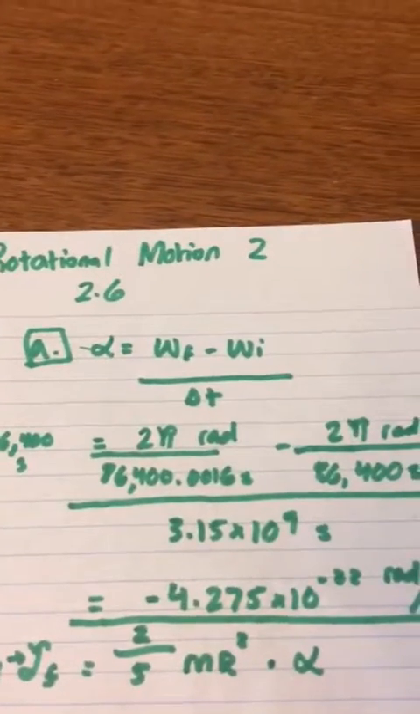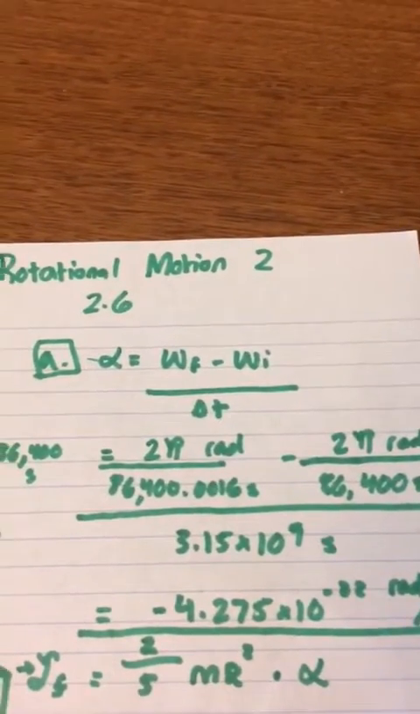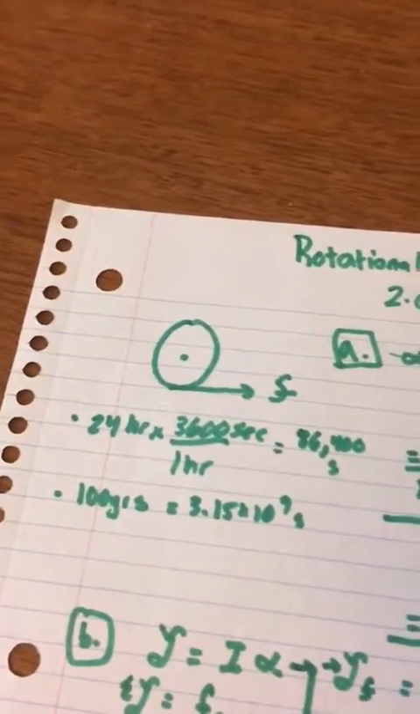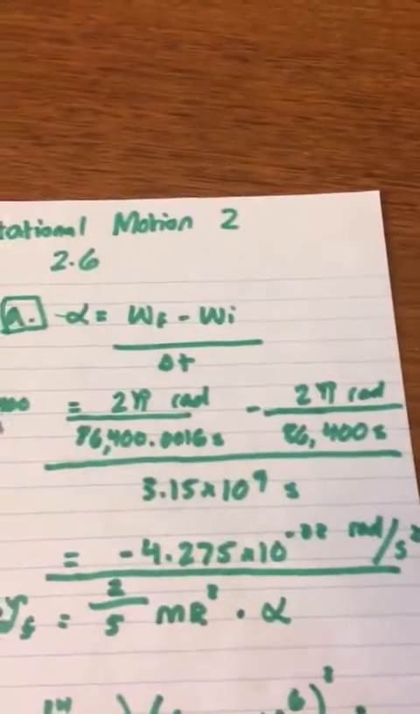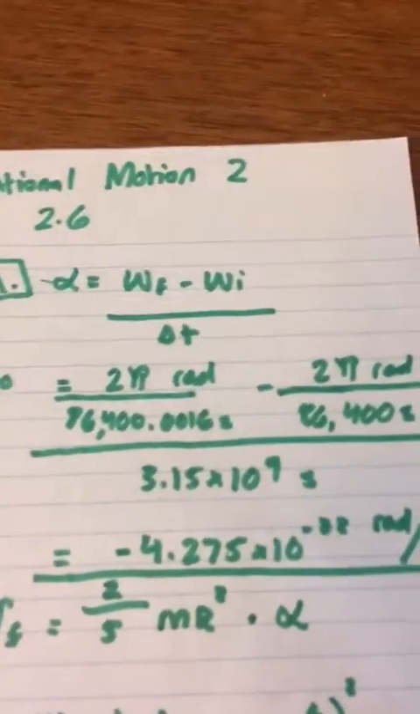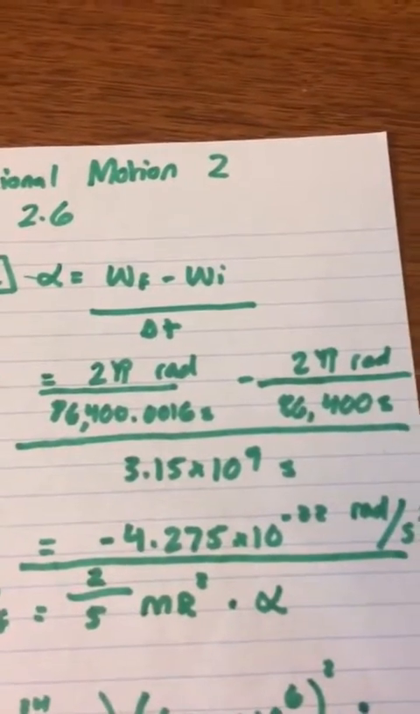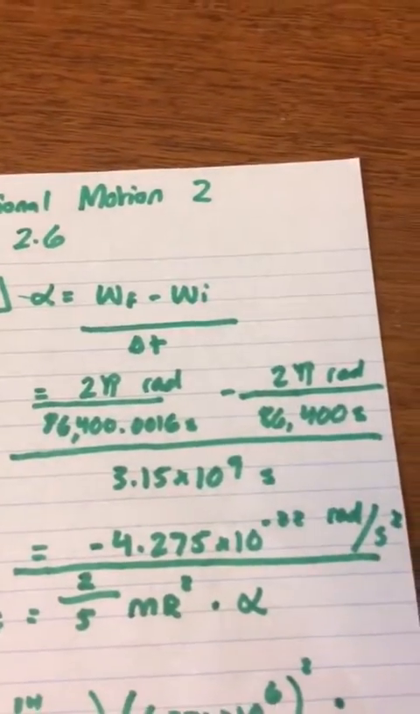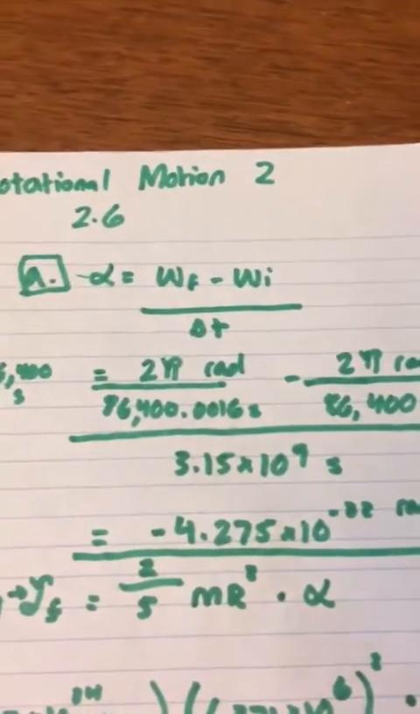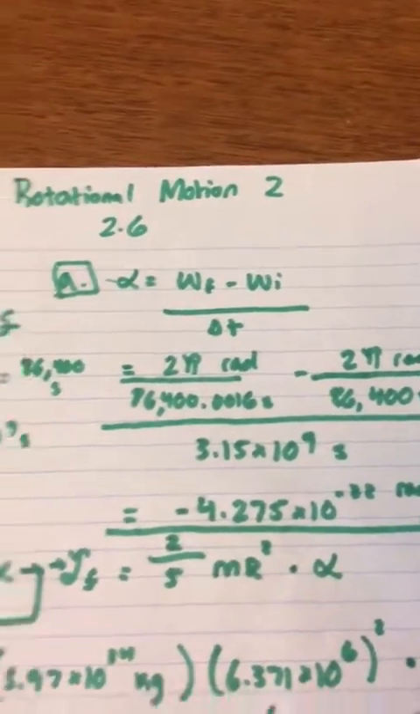And in the denominator, which is the delta t, we're going to have 3.15 times 10 to the 9th seconds because that's what's equal to 100 years. So that's the period it takes to do that. So just plug that into your calculator and then you'll get the final answer of negative 4.275 times 10 to the negative 22 radians per second squared, which will be our angular deceleration of the Earth.